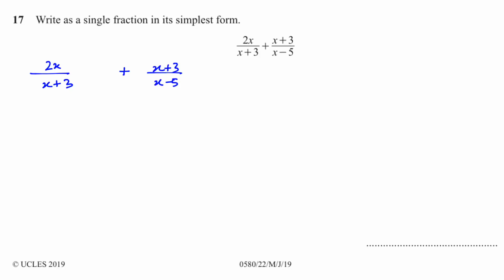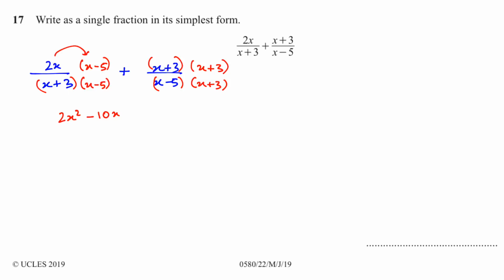The most important thing is that you should have your denominators same. So there's an x plus 3 here and x minus 5 here. Multiply the numerator and the denominator by x minus 5 here and by x plus 3 here. Please remember to put a bracket. Expand the bracket. So 2x multiplied by x will give you 2x squared. And 2x multiplied by negative 5 will give you negative 10x.